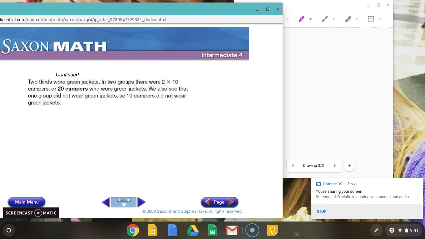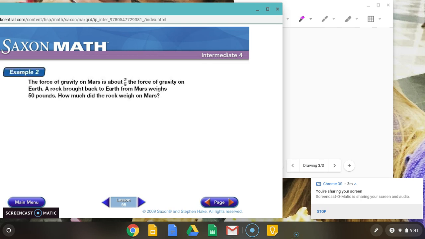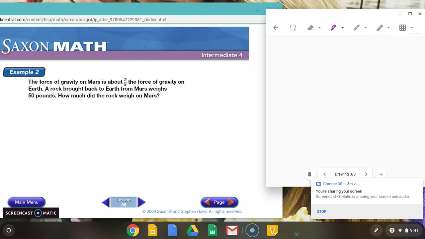All right, so we're going to do our next problem. The force of gravity on Mars is about 2/5. So I'm going to go ahead and write that down. 2/5 the force of gravity on Earth. A rock brought back to Earth from Mars weighs 50 pounds. So I'm going to write that down. 50 lbs for pounds. How much did the rock weigh on Mars?